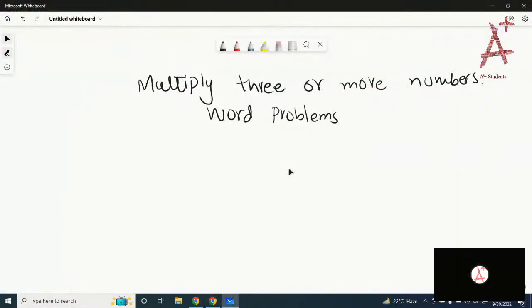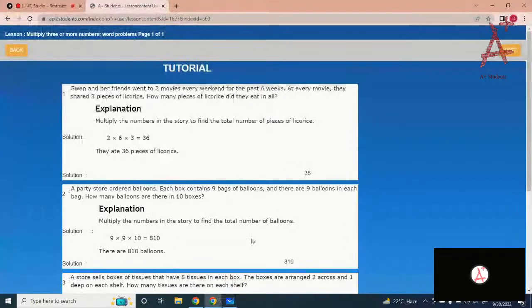Let's just multiply the three numbers, 2 times 6 times 3. So 2 times 6 is 12, and 12 times 3 is 36. Got it? Okay, just move on to the next example.